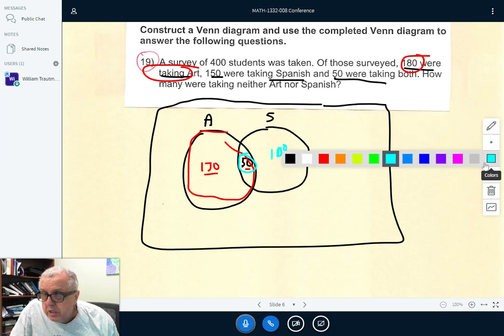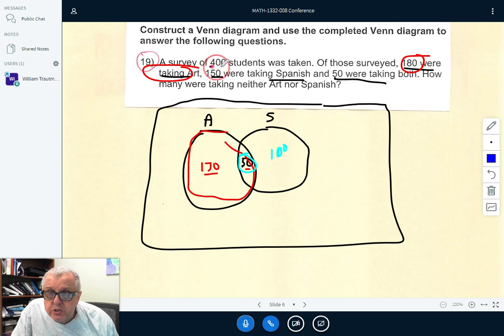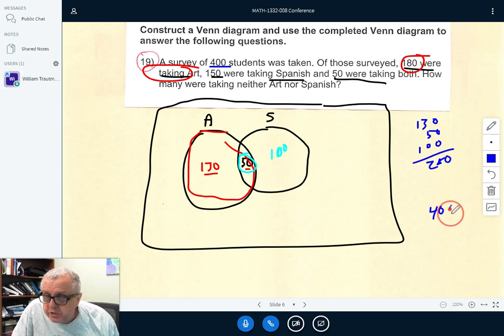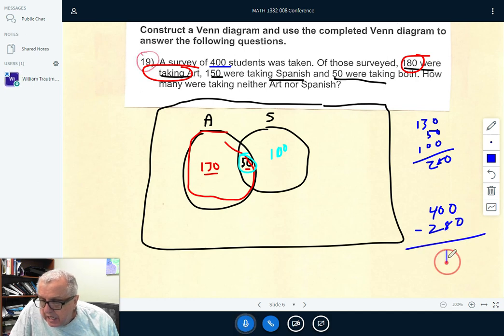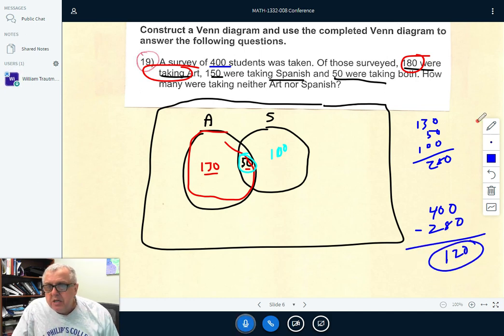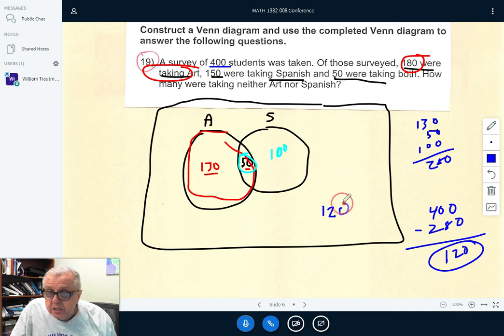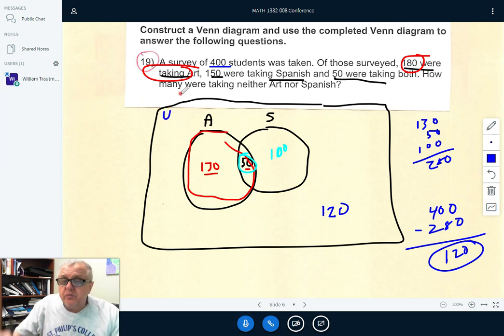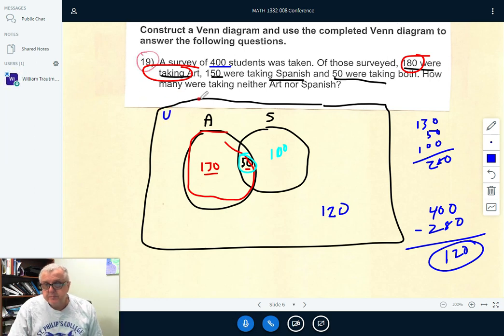Well, they said there were 400 students altogether. 130 plus 50 plus 100 is 280. There's supposed to be 400 students together. If I subtract 280, I'm missing 120 students somewhere. There's 120 students that did not take art or Spanish. In other words, they're part of the universal set. So 120 are on the outside. When you do these, you always try to do the intersections first, what's in both. And we've done that in class. All right, let's try the next problem.